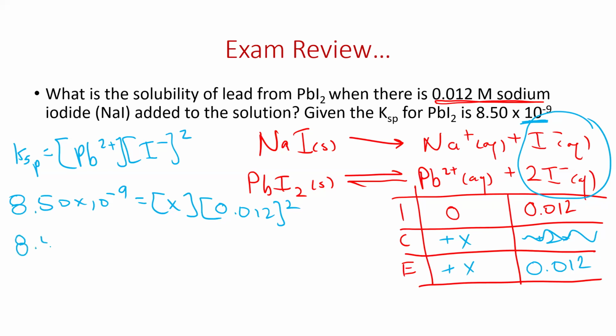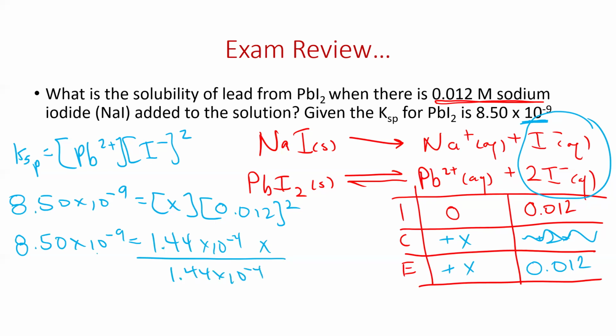All right, so we get 8.5 times 10 to the minus 9 equals x times 1.44 times 10 to the minus 4. Divide both sides by 1.44 times 10 to the minus 4. And we get x. X is our concentration of lead in solution.